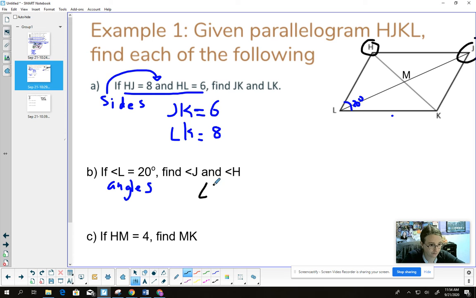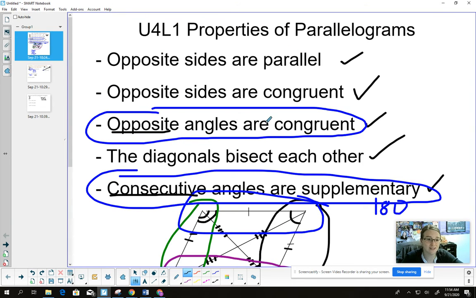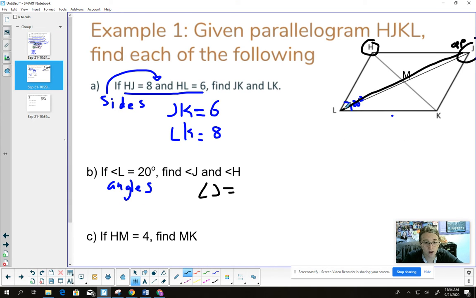So let's look at angle J. Here's angle J. Here's the 20 degrees we're given. Is J opposite to that or consecutive? Opposite. They are through the parallelogram. Those are considered opposite angles across from each other. So let's look back. What do we know about opposite angles? They are congruent. So if this angle is 20, this angle also equals 20. These are opposite angles. They are congruent.